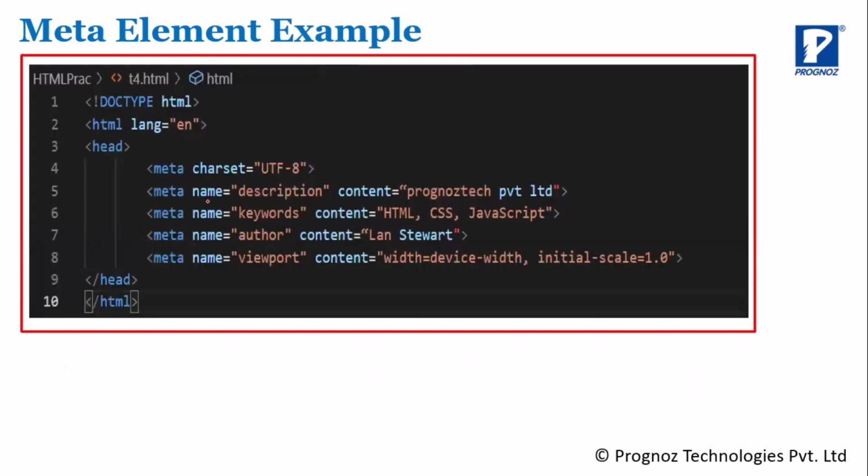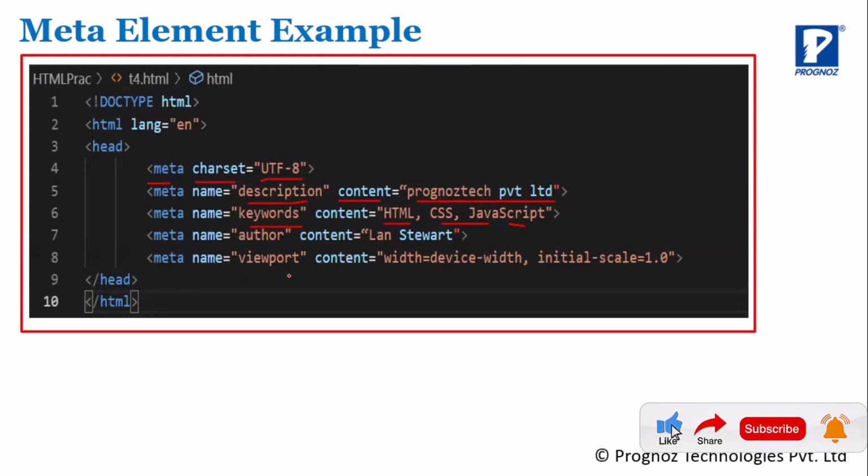For example, you just have to write the meta charset. It gives your data in a human readable format. Meta name equals description. For example, the content attribute value is Prognoz Tag Private Limited. Meta name equals keywords: HTML, CSS, JavaScript. If somebody is searching HTML, that means my page should also appear in the search engine because I have written HTML here. Meta name equals author. If someone is searching through the author name, and that author name is written with my website, then definitely my website also comes up.